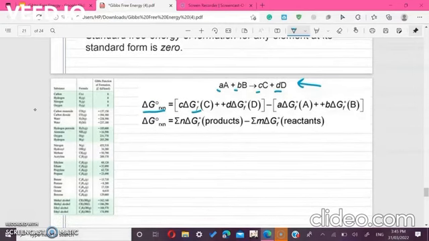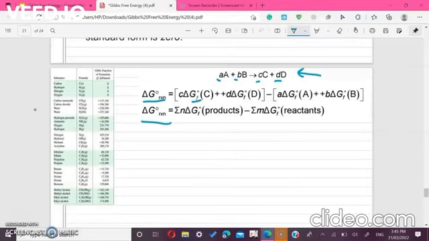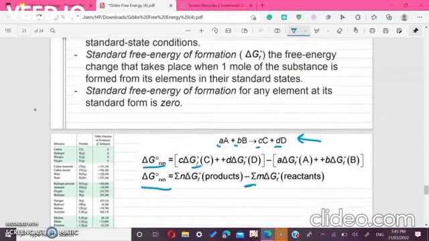To solve this question, we find delta G reaction. How do we get delta G reaction? We get it by finding the total G formation for the products minus the total G formation for the reactants. Let's solve the question.